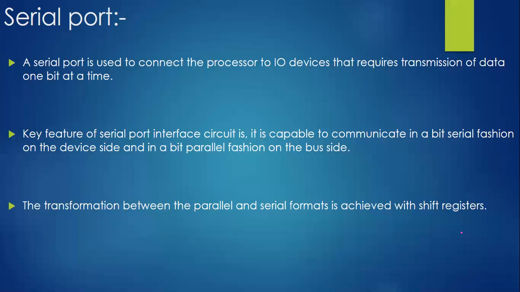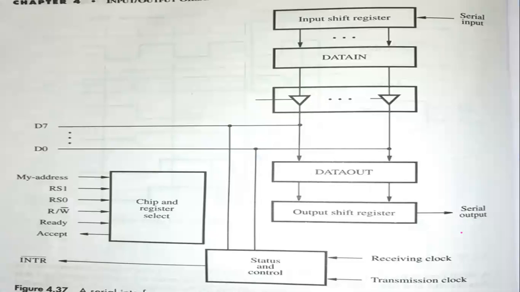Now we'll go through the serial port block diagram. Observe it very carefully. In this figure, the main thing to explain is the shift register. Here we have one shift register, the output shift register, and another, the input shift register. Then we have data in and data out. These are the data lines.